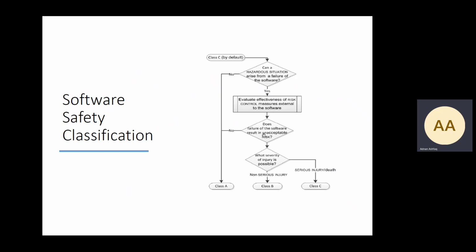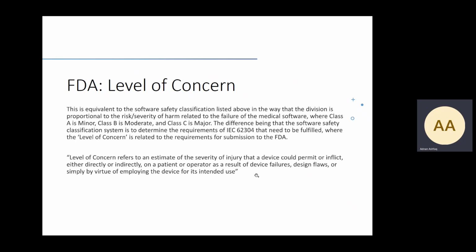And then the next question, here we see, does failure of the software result in unacceptable risk, and what severity of injury is possible? And if the answer is serious injury or death, then it's a Class C. If it's non-serious injury, it's Class B. And if there's no injury or death or non-serious injury, then it's a Class A. So it's very important to outline the safety and the risk concern from the device itself.